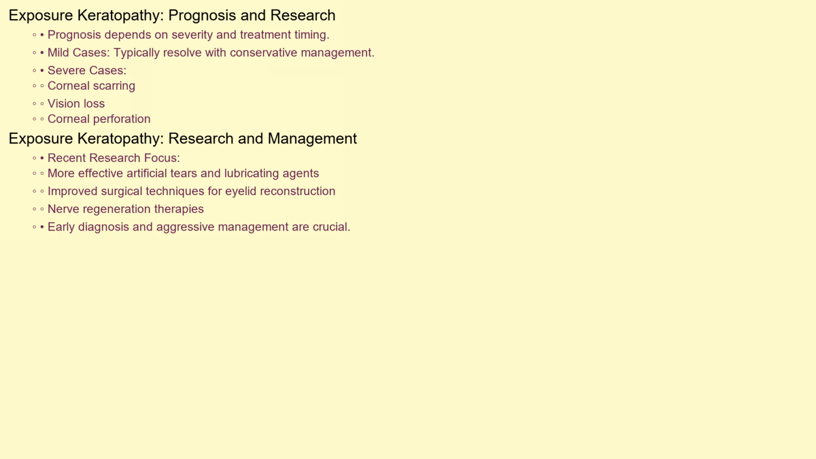for eyelid reconstruction. There is also ongoing research into nerve regeneration therapies to address underlying nerve damage. Early diagnosis and aggressive management are crucial for preserving vision and preventing complications.